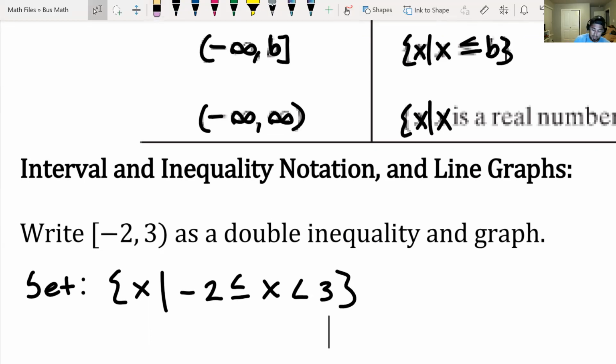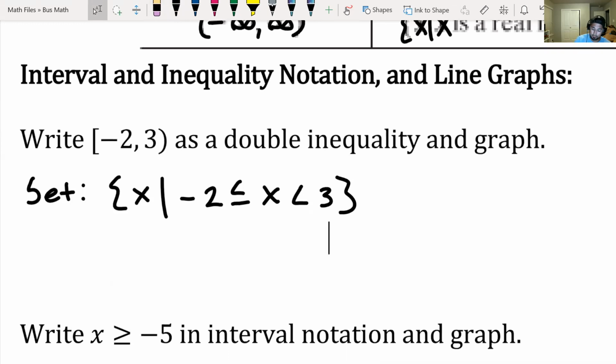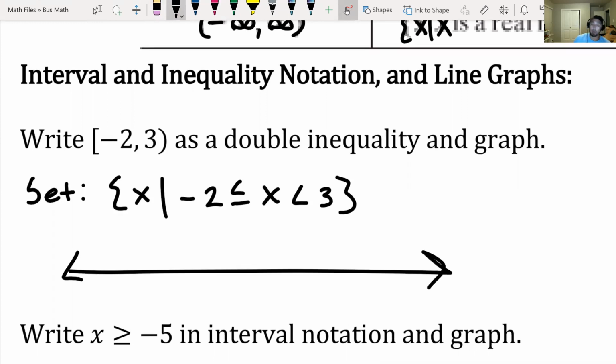Okay. And now it wants us to graph it. So I'll draw my number line. I'll plot my two numbers. First up is -2, and -2 will get a bracket. That's how we will represent it. So I'll say bracket -2, and 3 will get a parenthesis. And that's it.